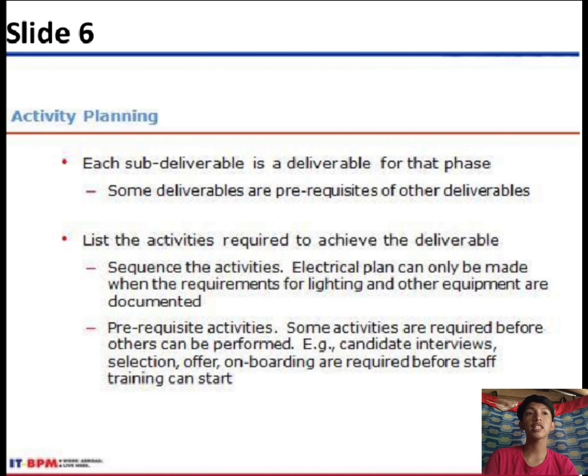Sequence the activities. Electrical plan can only be made when the requirements for lighting and other equipment are documented. So the prerequisite activities, some activities are required before others can be performed, like candidate interviews, selection, offer, onboarding are required before staff training can start.